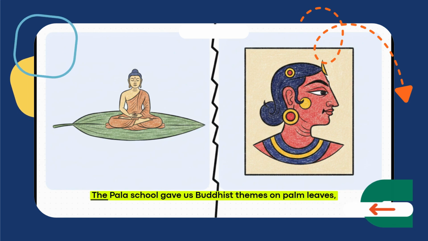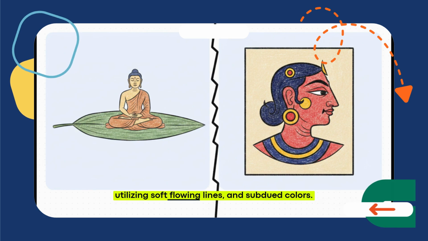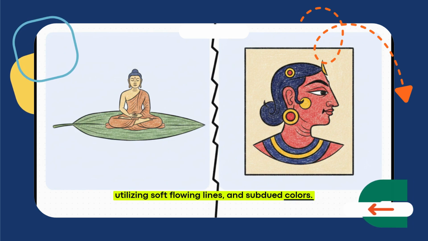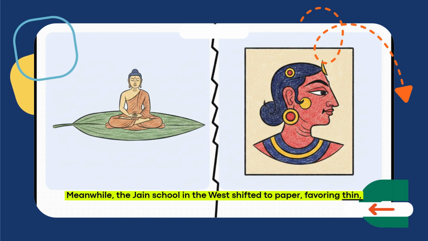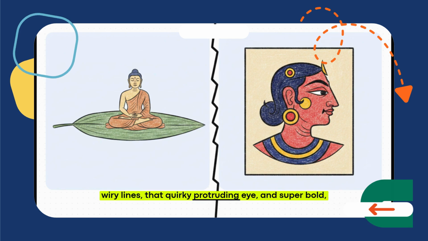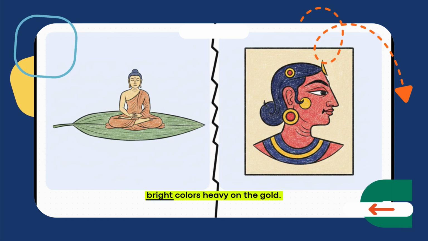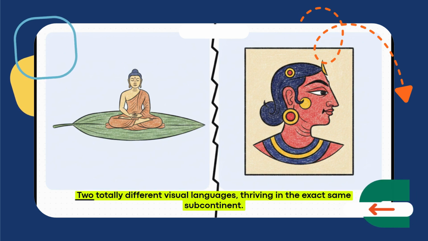East versus West. The Palace School gave us Buddhist themes on palm leaves, utilizing soft, flowing lines and subdued colors. Meanwhile, the Jain School in the West shifted to paper, favoring thin, wiry lines, that quirky protruding eye, and super bold, bright colors heavy on the gold. Two totally different visual languages thriving in the exact same subcontinent.